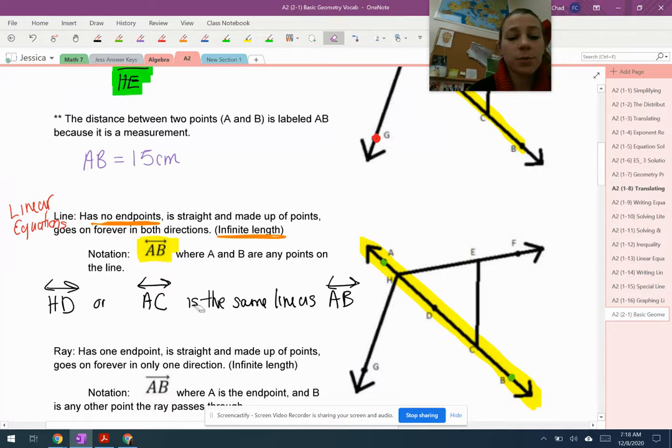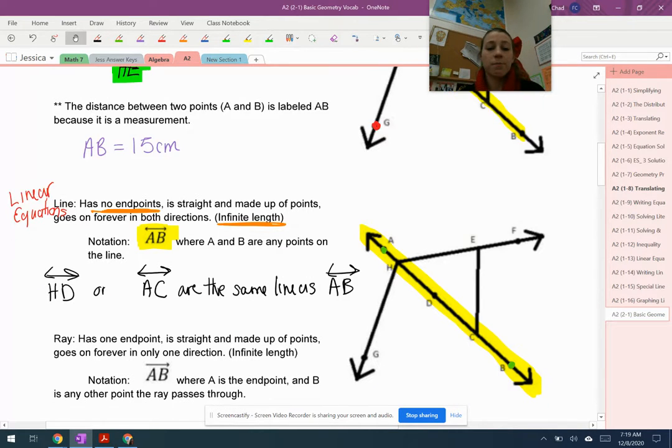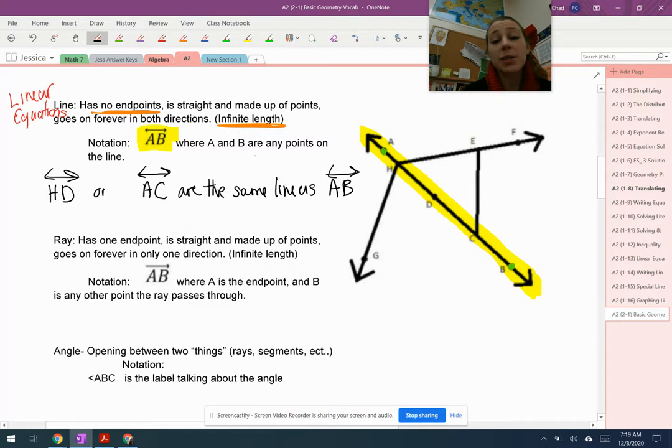So then is when it makes sense anymore are the same. Because again, they're saying that A and B are any points on the line. So any points on this line, A, H, D, C, B, I could use to name that line.